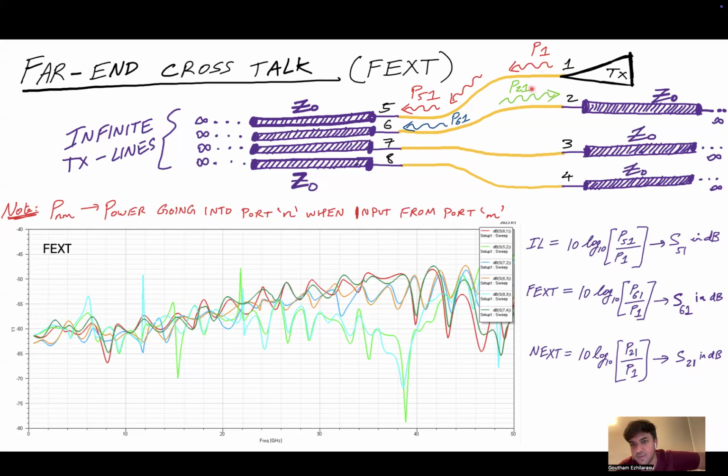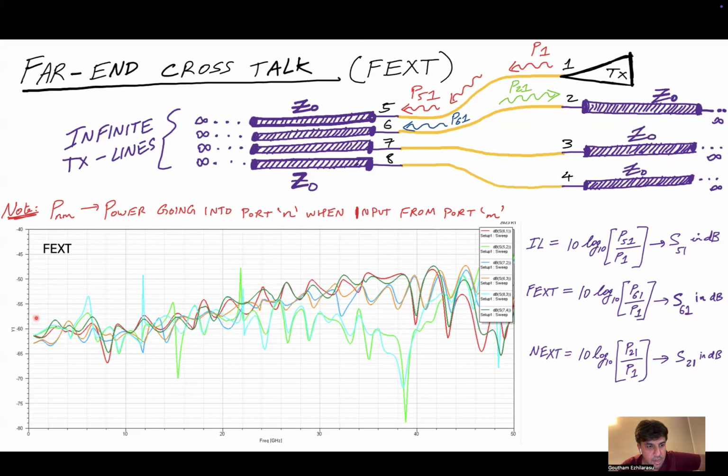So from our earlier definitions of crosstalk, 10 log to the base 10 of P51 over P1 is just going to be the insertion loss, because that is the signal being sent into port 5 because of signals sent through port 1. The far end crosstalk is going to be 10 log to the base 10 of the power going through 6 due to the power in 1, and the near end crosstalk is going to be 10 log to the base 10 of power in 2 because of the signal that is sent in 1. This is just refreshing what I talked about earlier on far end crosstalk and near end crosstalk in the crosstalk section of this presentation.